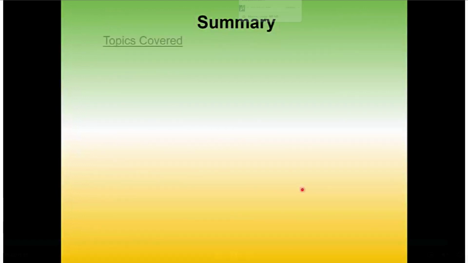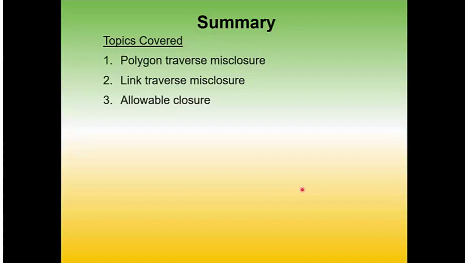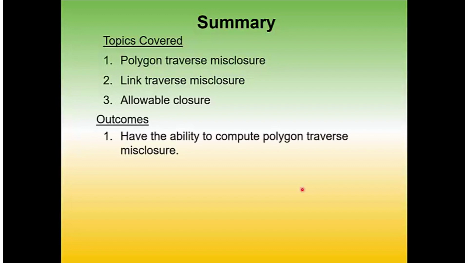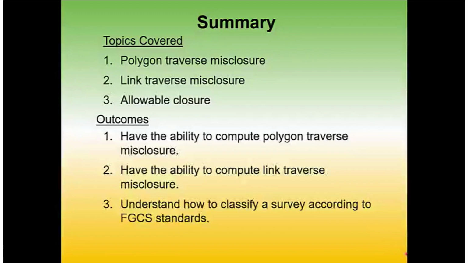In summary, we've covered 3 topics. The first topic covered is the polygon traverse misclosure. The second topic we covered was the link traverse misclosure. And the third topic we covered was allowable closure for either the polygon or the link traverse. The outcomes that we hope you take away from this video lesson are: 1, you have the ability to compute polygon traverse misclosure. 2, you have the ability to compute link traverse misclosure. And 3, you understand how to classify a survey according to FGCS standards. This is the end of this video lesson.